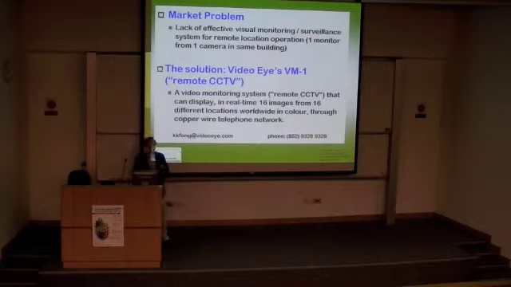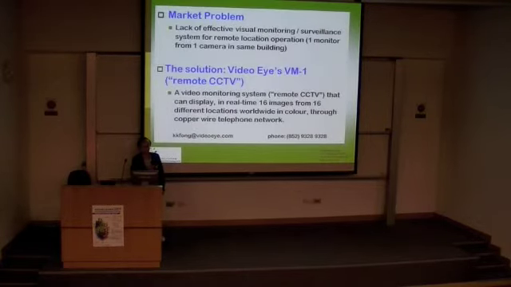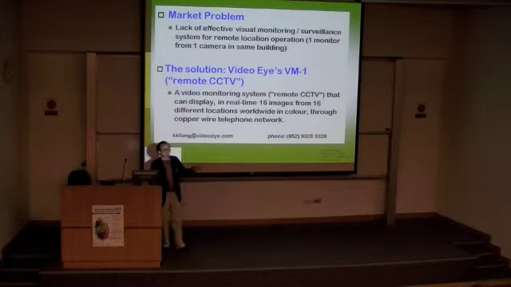So, for example, this one is the template. So this one is the real thing. The problem: lack of effective visual monitoring surveillance system for remote location operation. Bracket, one monitor from one camera in the same building. Now imagine the CCTV, what we call closed circuit television. It is in the same building, one camera and one monitor to look at the image. Now, of course, when you look at the solution today, it is completely different.